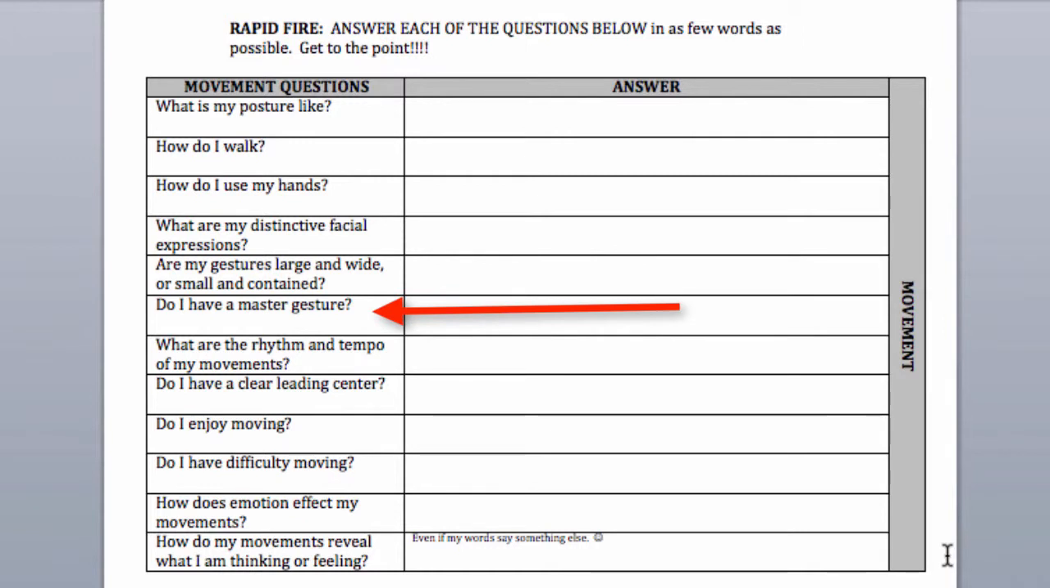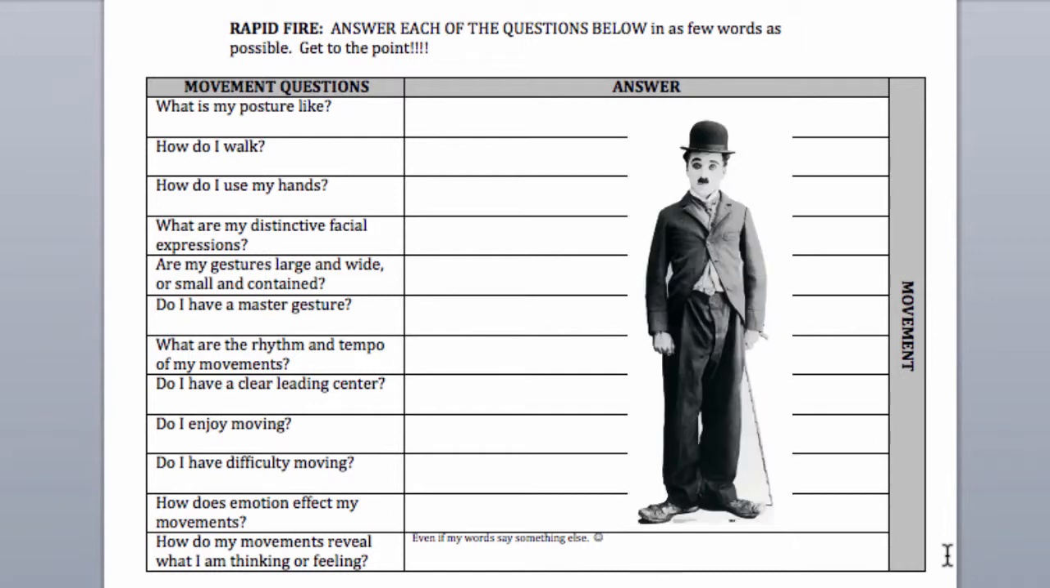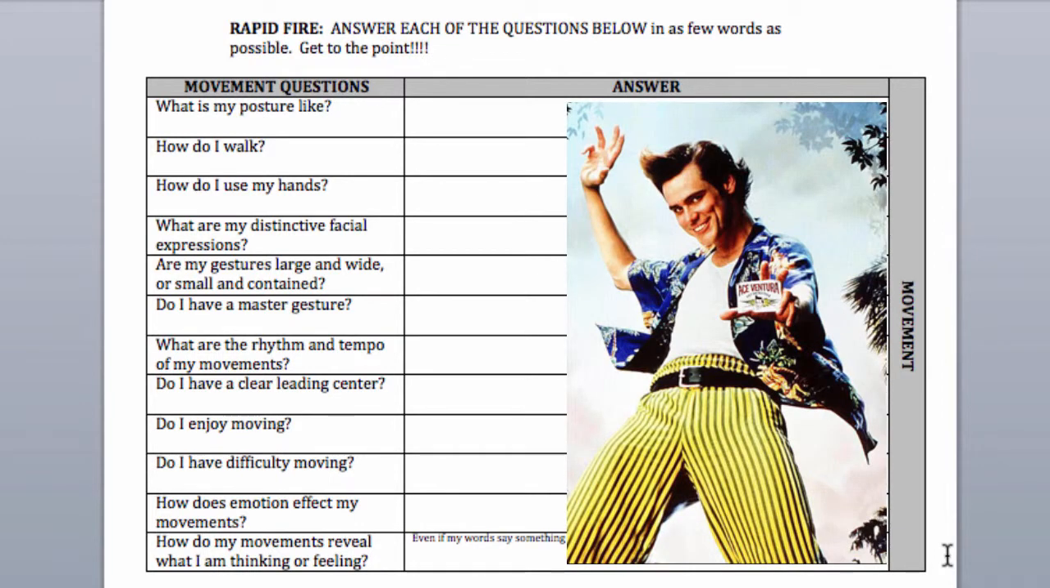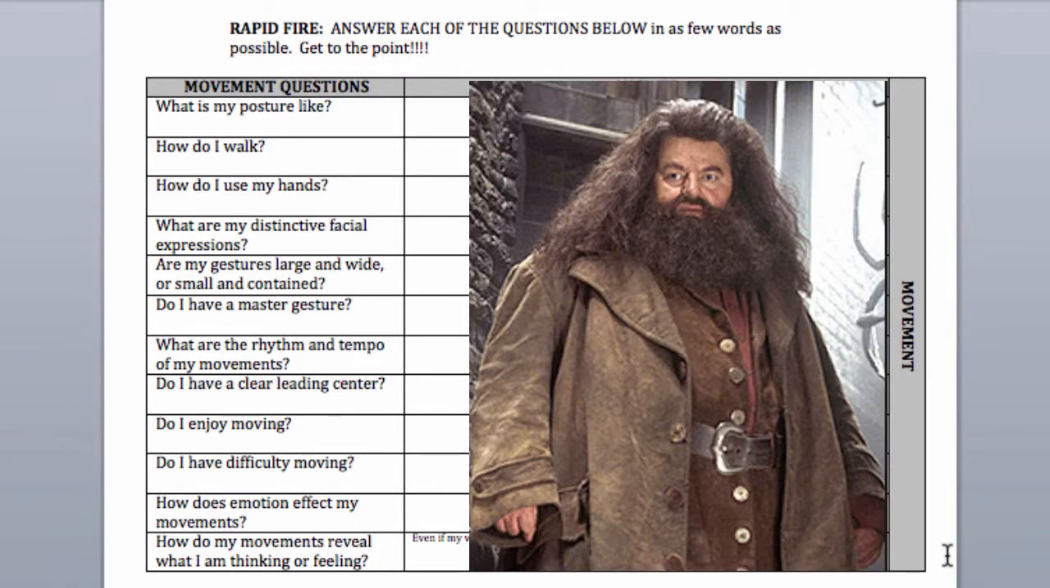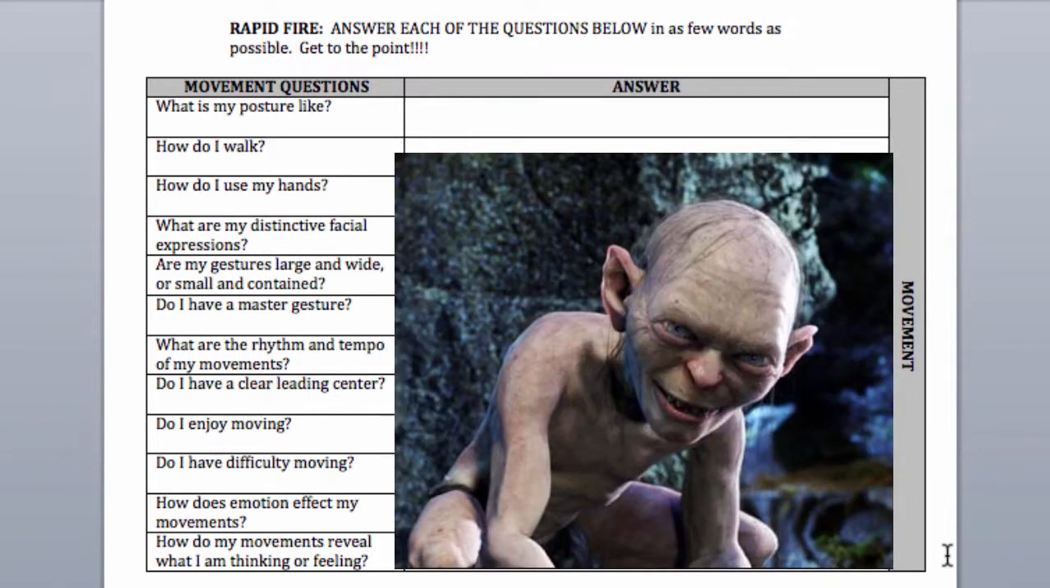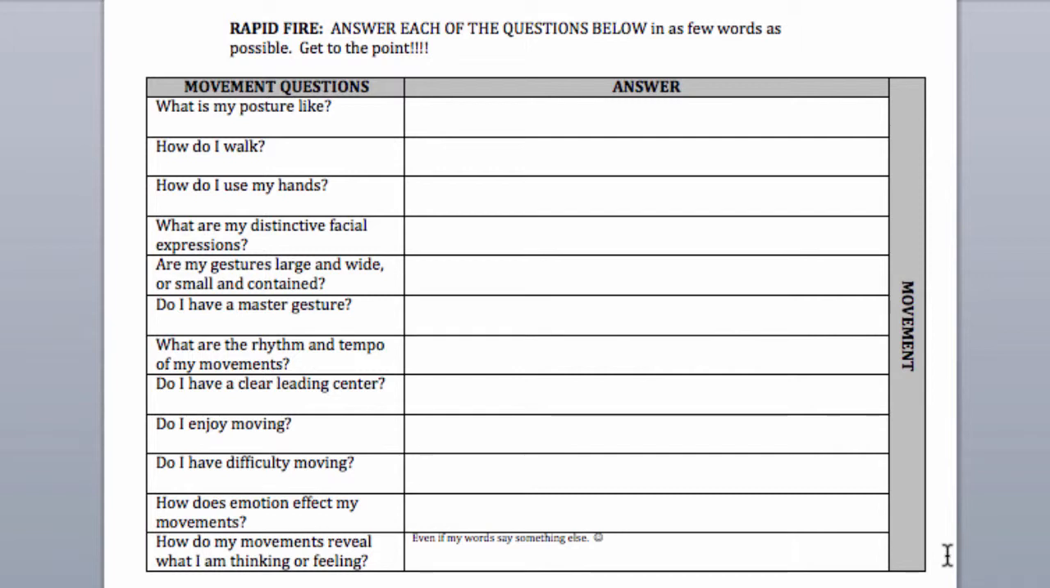You see, all of these questions get into the physical movement of your body, and a lot can be expressed to an audience through the physical movement of your body. Some of these characters will have a master gesture. For example, Charlie Chaplin. Look at this picture here. He clearly had a master gesture. And other people have had master gestures too, like Ace Ventura, Pet Detective, and Hagar from the Harry Potter series, and Golem from the Lord of the Rings series. They all had a specific way that they moved that is memorable to the people who watched those movies.